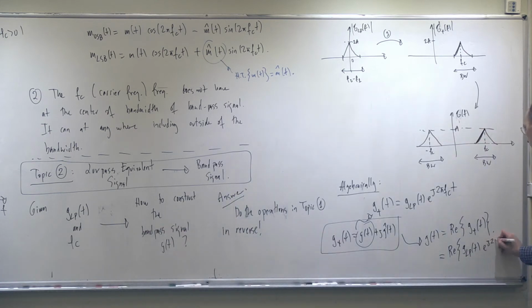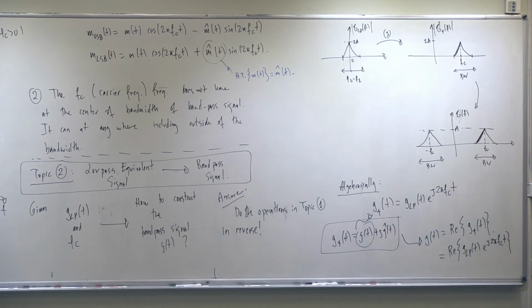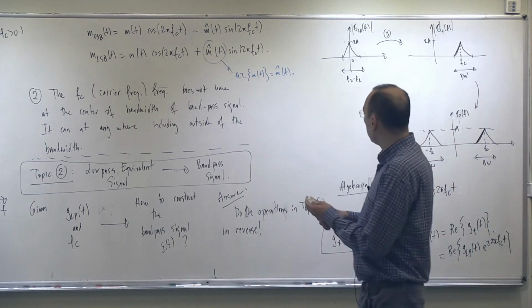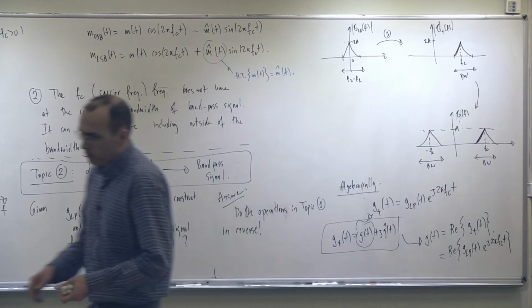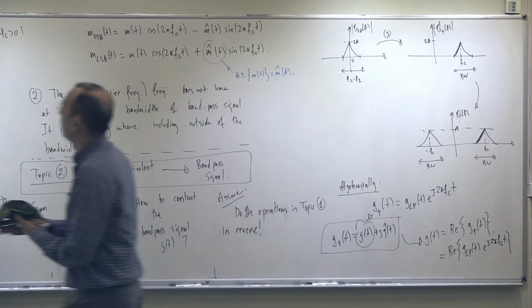modulated to the carrier frequency. I get a complex valued signal over here, and I look at the real part. The real part will be giving me G of t, okay? The reverse operations. So that is the end. That is the topic number 2. But I would like to say one more thing. Let me find the eraser.